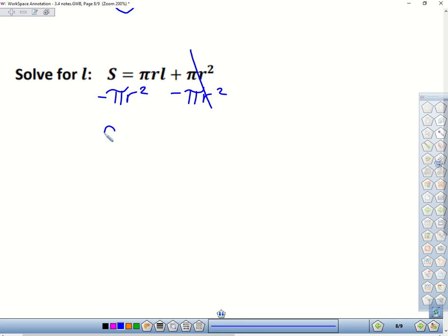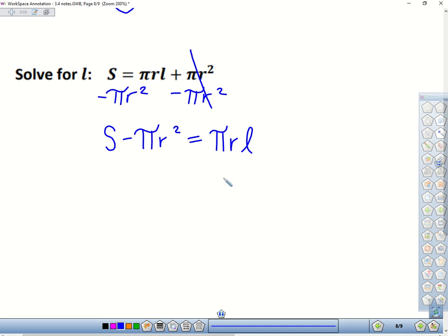These cancel out, and we're left with s minus pi r squared equals, we're left with this on this side, pi r l. So I moved the pi r squared to the other side by subtraction. We can't simplify s minus pi r squared, so we just leave it like that. We can't do anything with it. We're just going to leave it like that, okay?